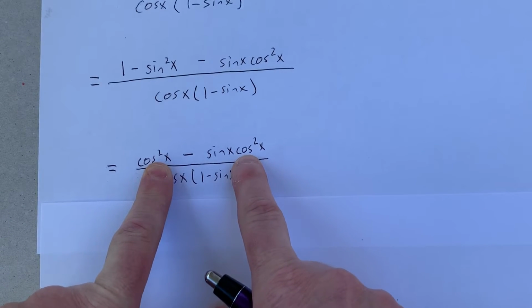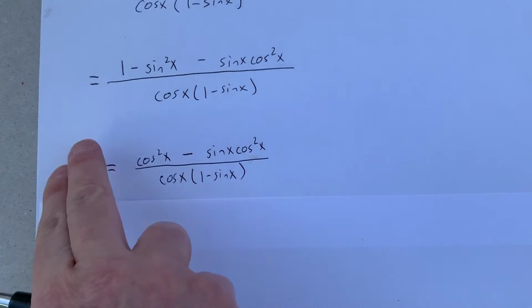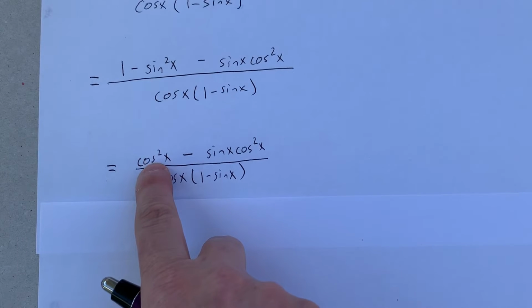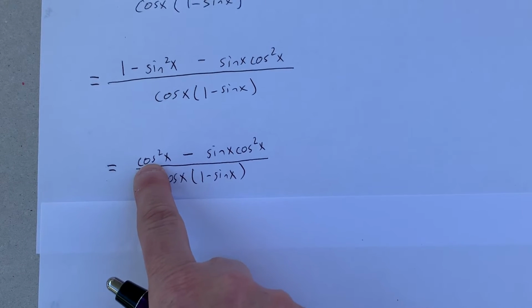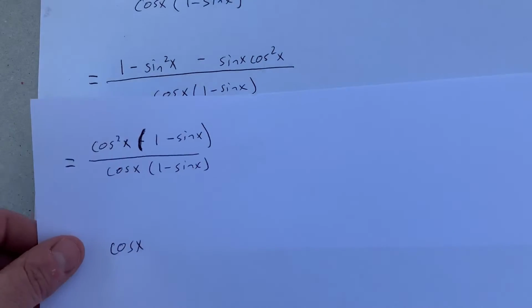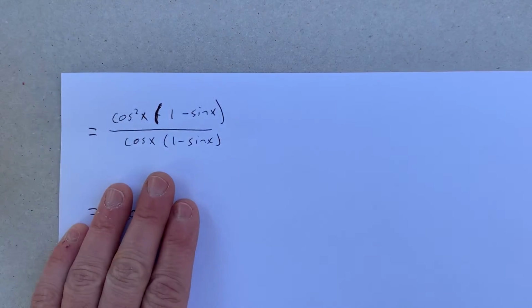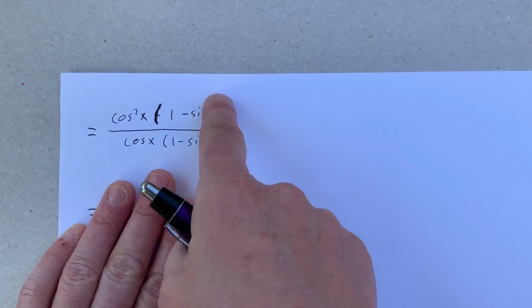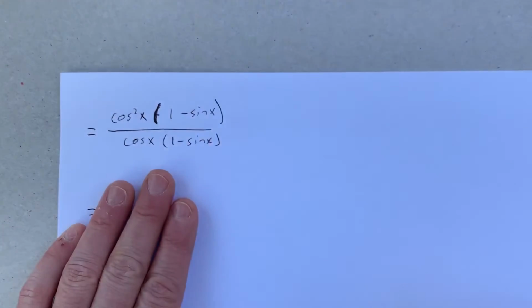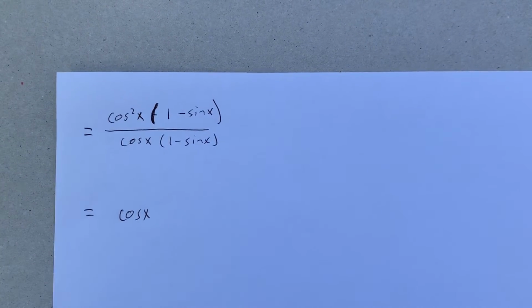Okay, algebra is still calling my name. Algebra says, hey, there's a GCF there. I'm going to go ahead and factor that out. If I factor out cosine squared, I'm going to be left with cosine squared times the quantity 1 minus sine. So now I've got this guy here. And now I can boom, boom, boom, boom. And I'm left with just cosine.